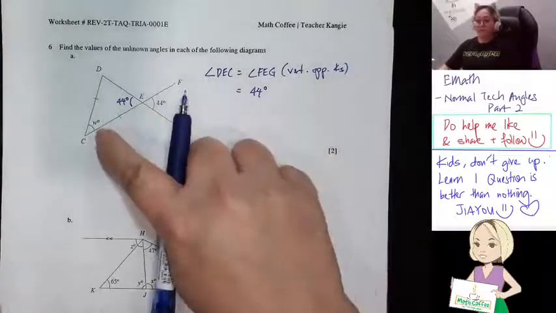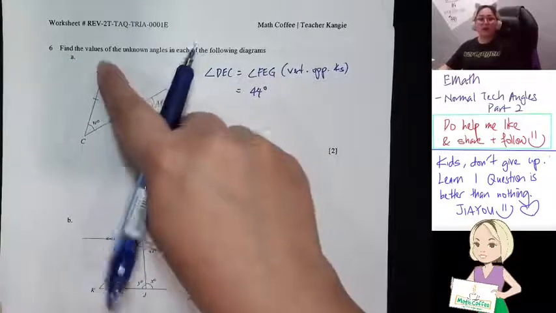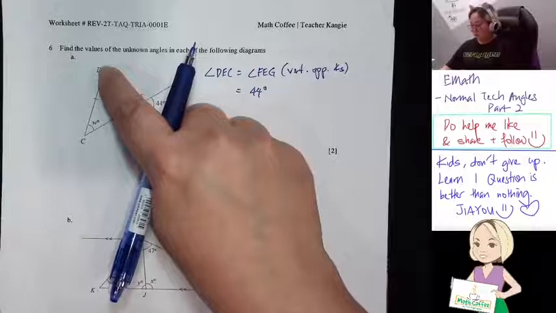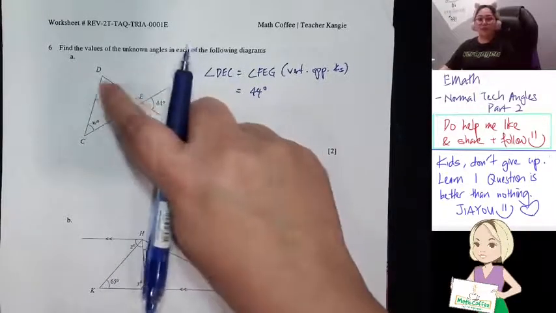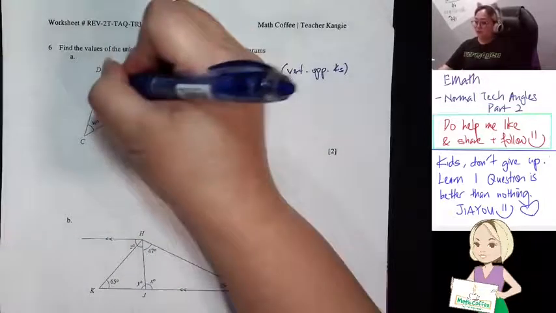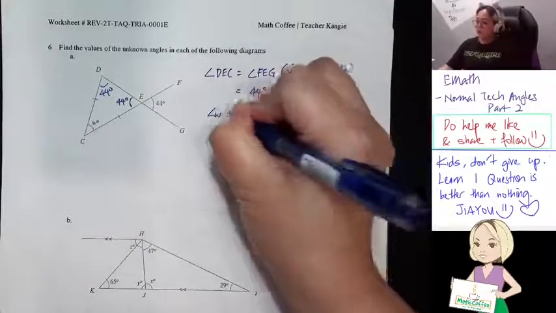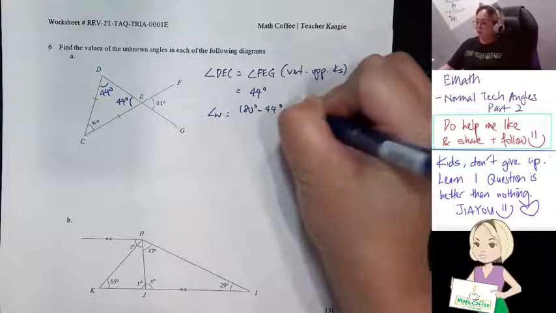So I want to do this one, right? And do you see these two markings here? So this is an isosceles triangle. Isosceles triangle means the base angles are equal. So we can know that this side is also 44. So this W, I will say angle W will be equal to 180 minus 44 minus 44.